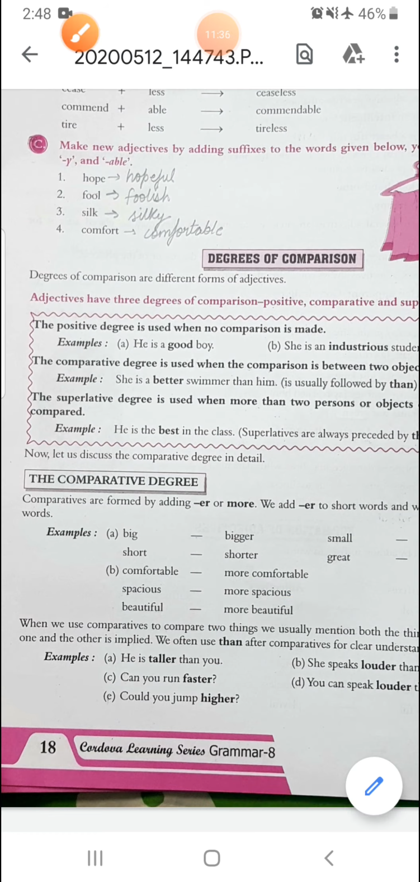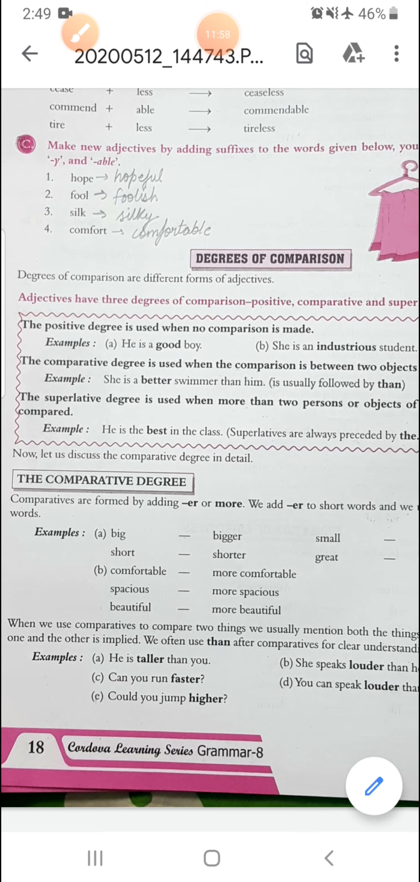Then there are some words like good and bad. What do we add to these? Does it become gooder or better? Badder in this way? Or more good or more bad? No. Good becomes better. Alright. And bad becomes worse. Alright. In comparative degree.